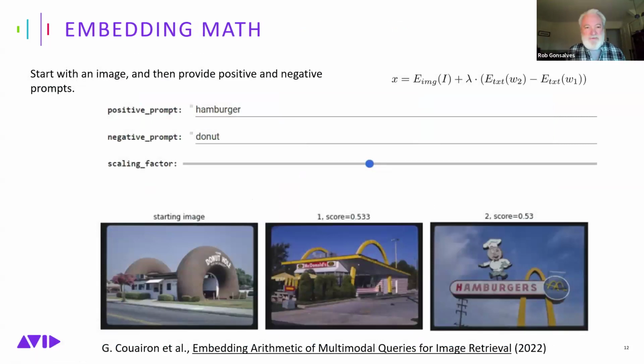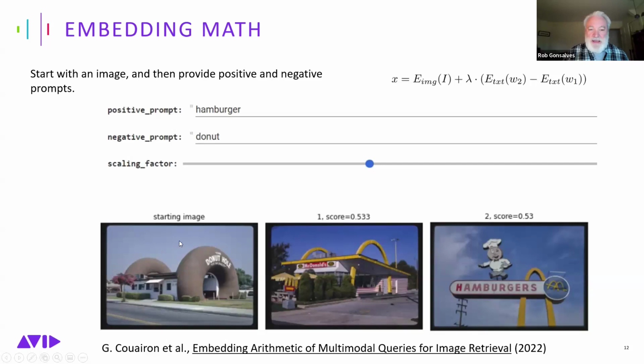Yeah. So here's a fun little project. I found this paper called Embedding Arithmetic of Multimodal Queries from 2022. And so here, you might find an image that you're interested in. Like, I like the look of this restaurant here. But now there's some things I don't like about it. There's some things I want to subtract, but there's some things I want to add.